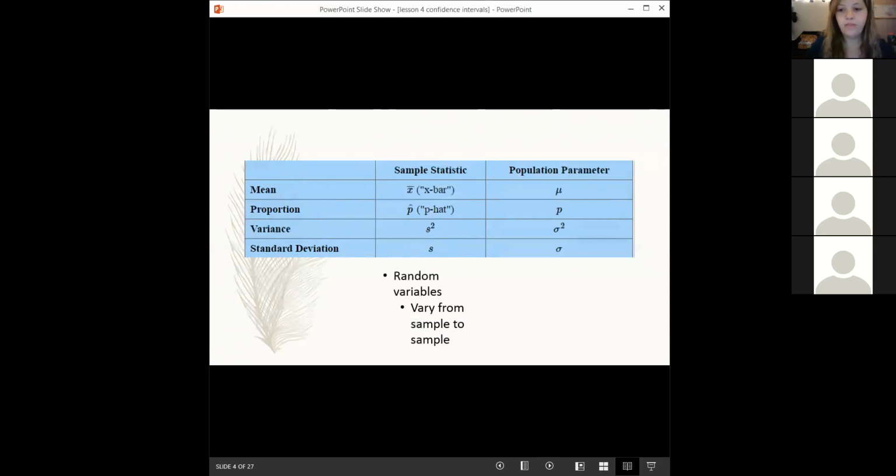That's also a reminder that our statistics are random and they vary from sample to sample. So keep in mind the different symbols we use for populations and samples. Just remember too that populations are our overarching group that we take the samples from. So that is just a little review of that.